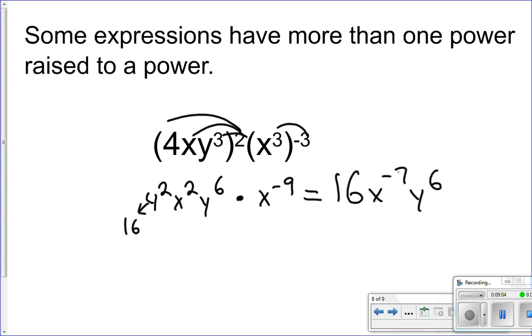So now I have 16x to the negative 7th, y to the 6th. I have x to the negative 7th. Remember, for something to be completely simplified, it can't have a negative exponent. So it's 16y to the 6th over x to the 7th.